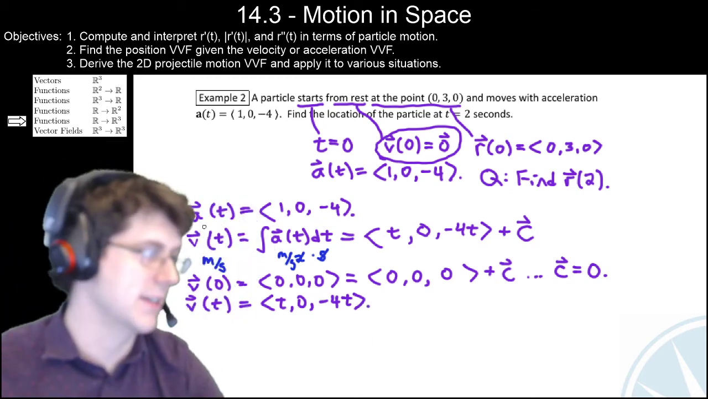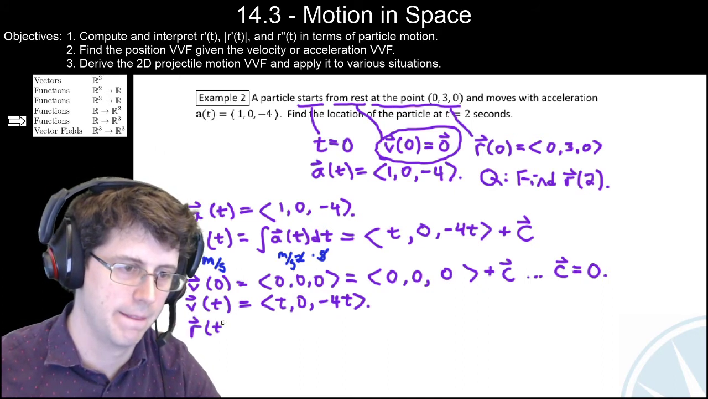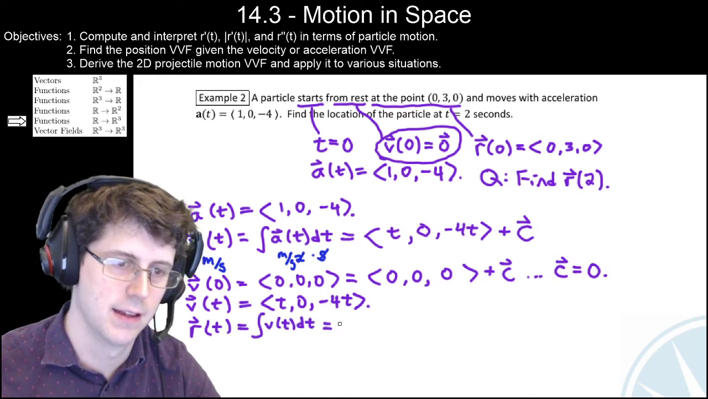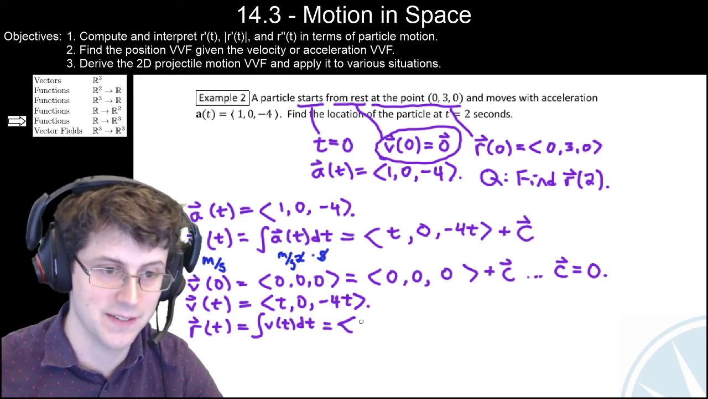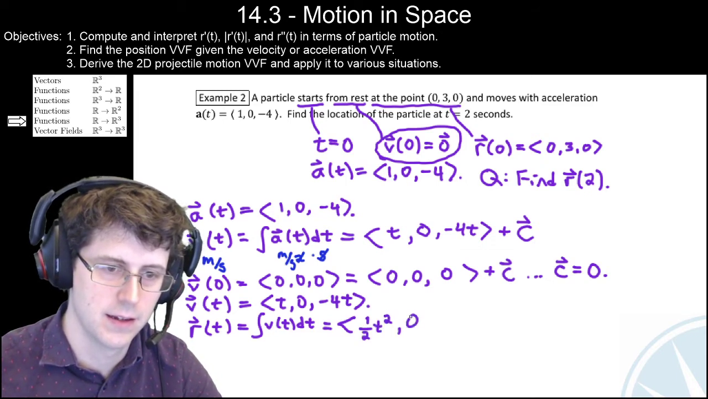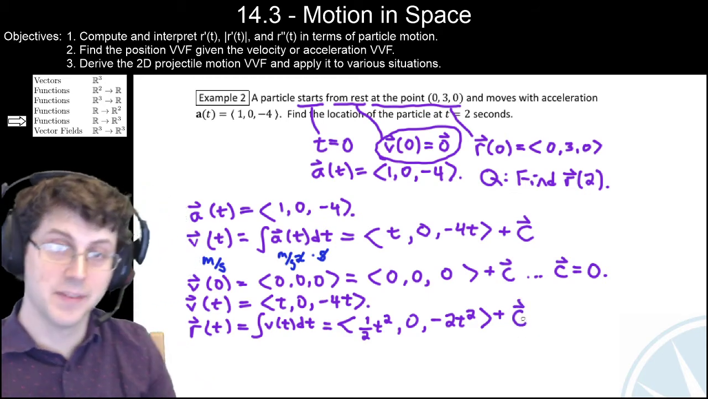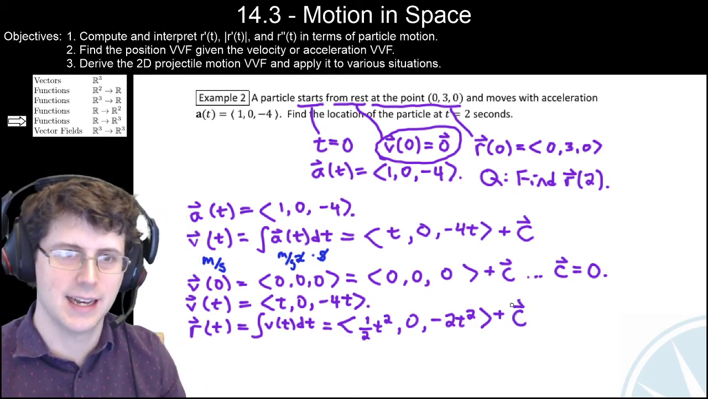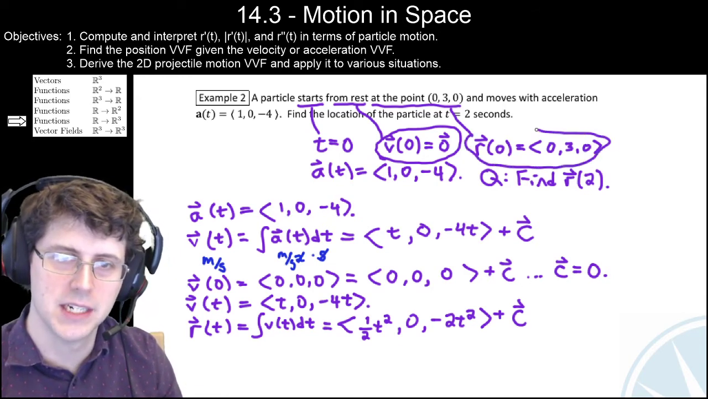Okay, so we got from acceleration to velocity. Now we'll go from velocity to position. Take the integral of the velocity vector. You do that by taking the integral of each component, because that's how you do calculus on vector valued functions, you do calculus on each component. Again, I'll get a plus c from the integral, and I can find what the c is by using the initial condition for the position.